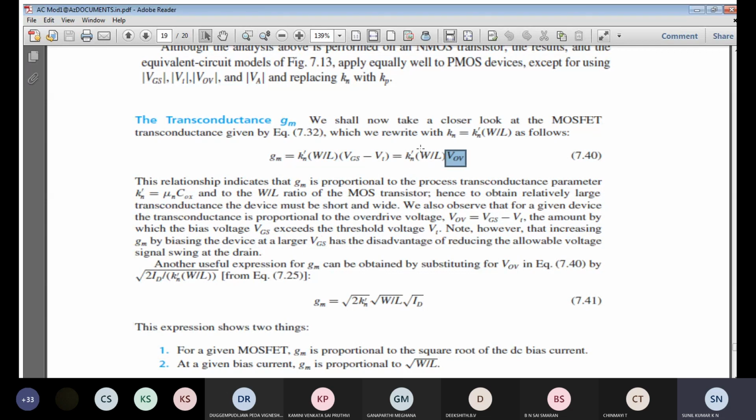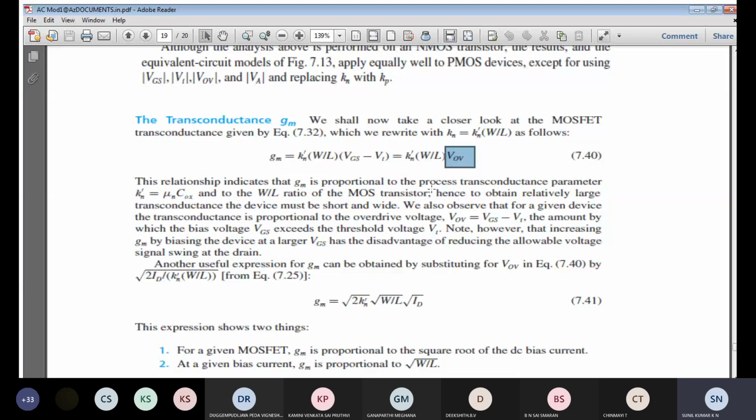So one important thing is that as you increase the gate to source voltage, the transconductance is going to increase, but at the same time the gate to source voltage cannot be increased beyond a certain limit. If you increase it beyond the limit, the signal swing in the output is going to reduce. That means a portion of the signal is going to get clipped off. So there is a limit on increasing the value of the gate to source voltage.